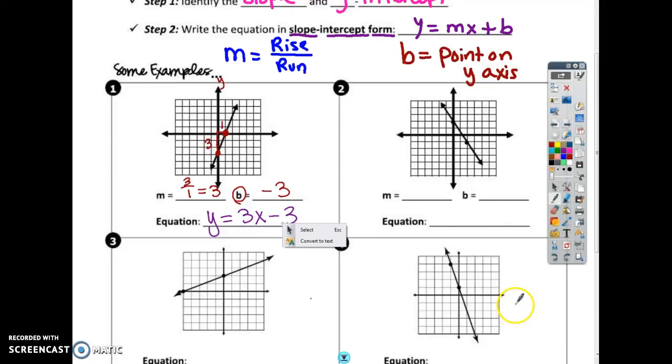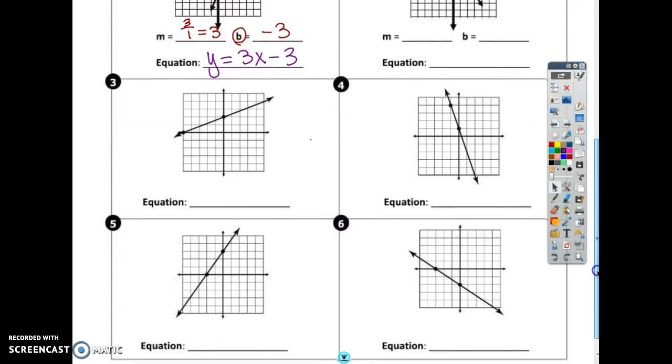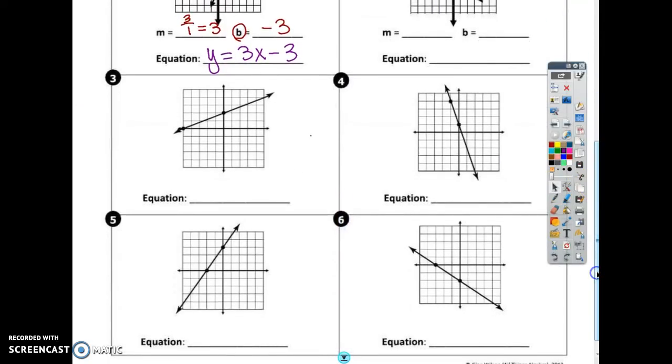Okay, I'm going to do another one with you. Let's do problem number 4. You guys are going to do 2 and 3. We're doing problem number 4 together right now. Okay? They didn't ask me for the m and the b, but I still need to write that down. So for every one of these problems, you need to write down what the m is and what the b is so that it helps you with the equation.